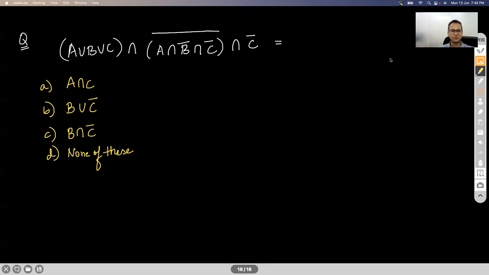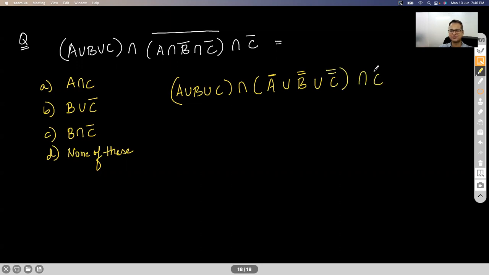Okay, so let's see. First of all, I'll use a generalized version of De Morgan's law and write the term in the middle as (A complement union B complement complement union C complement complement). Okay, can I write that? So many complements I have never got in a single day. Oh, you found it easier by Venn diagram. Go for it. All the best, Arthur.